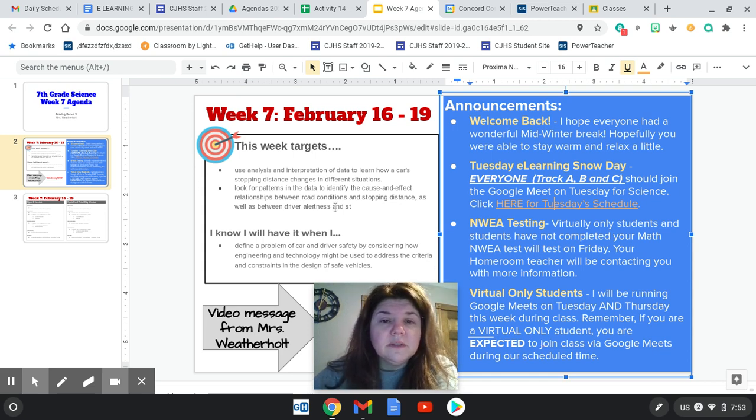Okay, so let's talk about some of our targets this week. We're wrapping up our unit here on force and motion, and we're going to analyze and interpret some data to learn how a car's stopping distance changes in different situations. We're going to also look for patterns in data to identify the cause and effect relationships between road conditions and stopping distance, as well as between driver alertness.